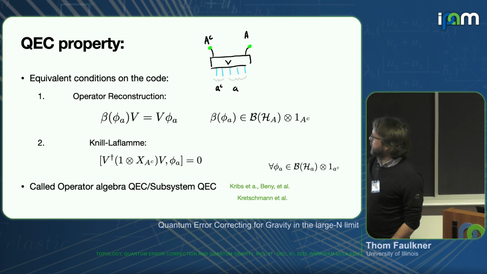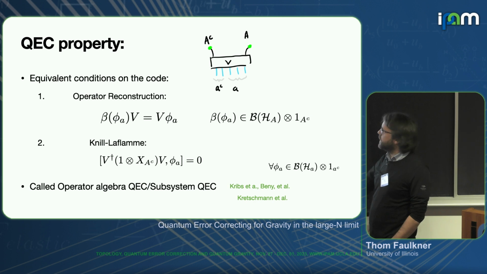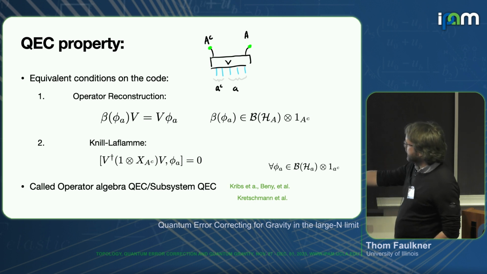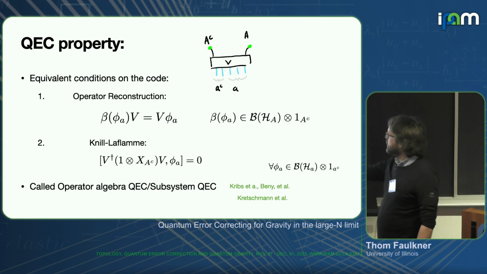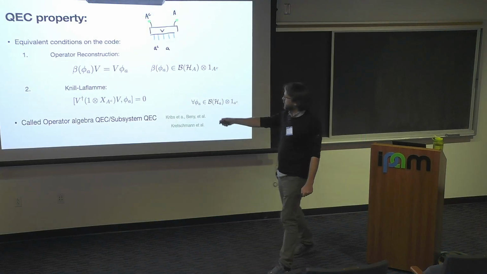The other condition is this Knill-Laflamme condition, where if I take the errors, so this is the thing I'm tracing over, so this is the errors. If I take operators in a complement, I project them to the code, they should commute with the code operators for this region little a.